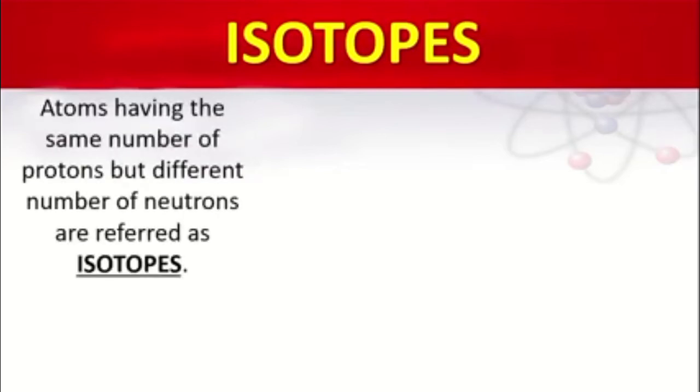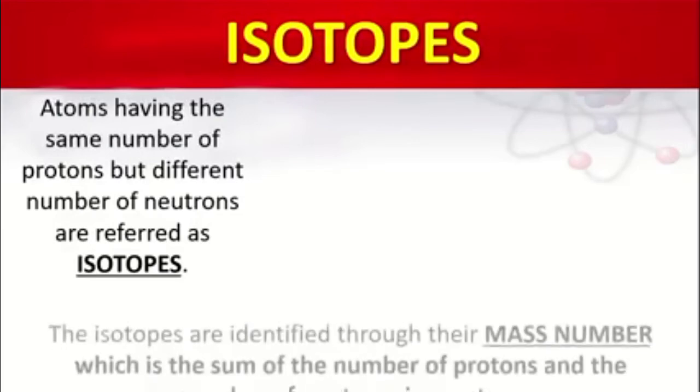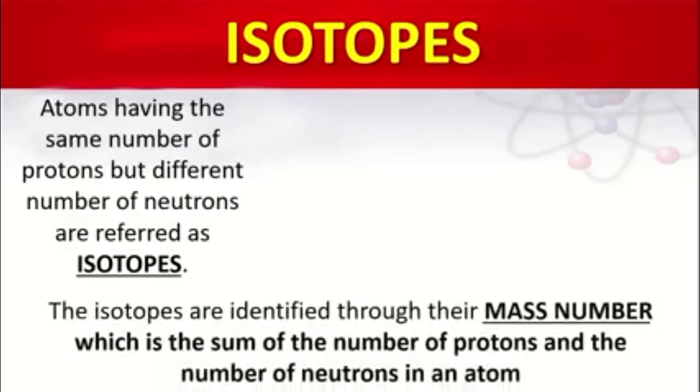While the number of protons is fixed for an atom of an element, the number of neutrons may vary. Atoms having the same number of protons but different number of neutrons are referred to as isotopes. The isotopes are identified through their mass number, which is the sum of the number of protons and the number of neutrons in an atom.